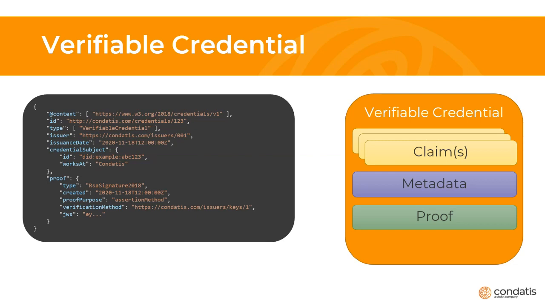Here's an example of how a verifiable credential might look like as serialized JSON. So you can see there's the claim works at inside the credential subject property. There's the embedded proof in the end, and the rest of the metadata properties like context, issuer, and type. So this is what a credential might look like when it's stored in the holder's wallet.